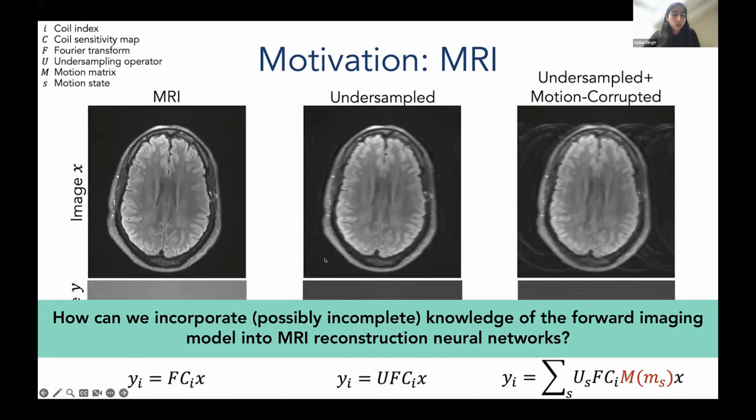So this talk is going to be about how we can incorporate different levels of information about how measurements are generated from the underlying image when we're designing neural networks to do MRI reconstruction. So we're going to talk about this both in the case where you fully know the forward model, which is those left two cases on the slide, and in the case when there's some things that we don't know about the forward model, which is the motion corrupted case on the right.